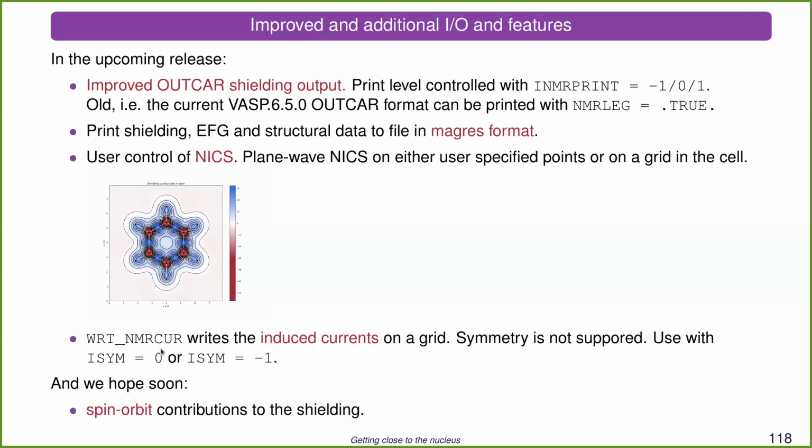Another new feature, well, it's not new, it was already there, is that you can actually look at the induced current density and make plots of the currents. Here, if symmetry is not supported. This is properly symmetrized. This you have to do carefully, with the symmetry options not being switched on. And yesterday I talked a little bit about spin-orbit contributions to the shielding. That should also very soon be in the standard release.